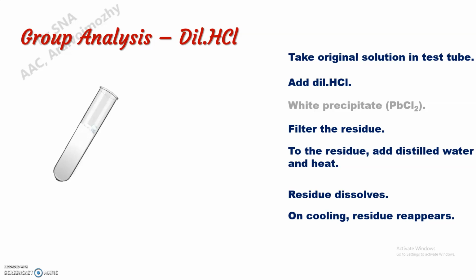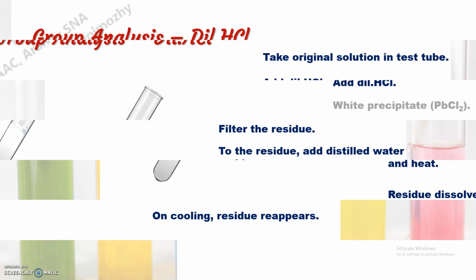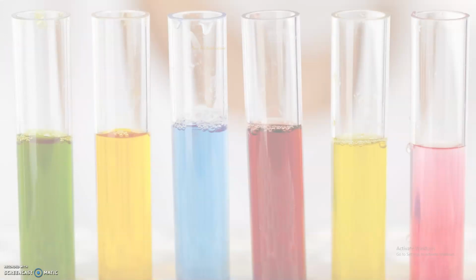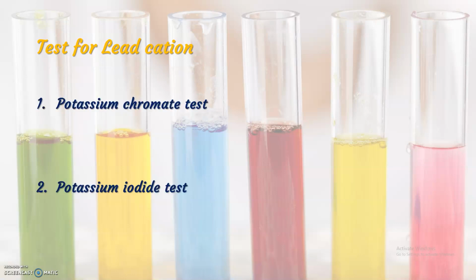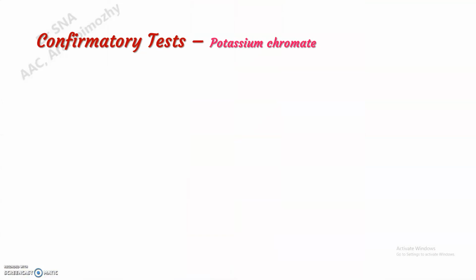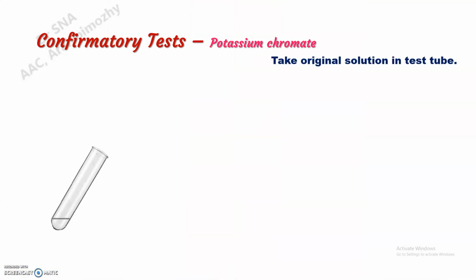So this is the group analysis test, and then we shall move on to the test for lead cation in particular. So there are two tests. First one, potassium chromate test. Second one, potassium iodide test. First, potassium chromate test.